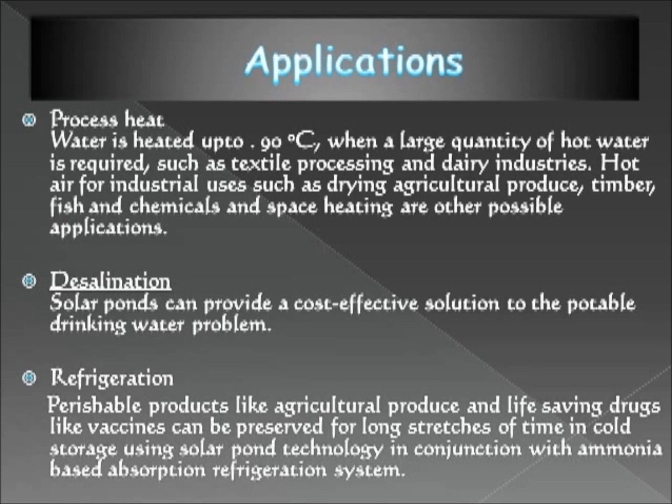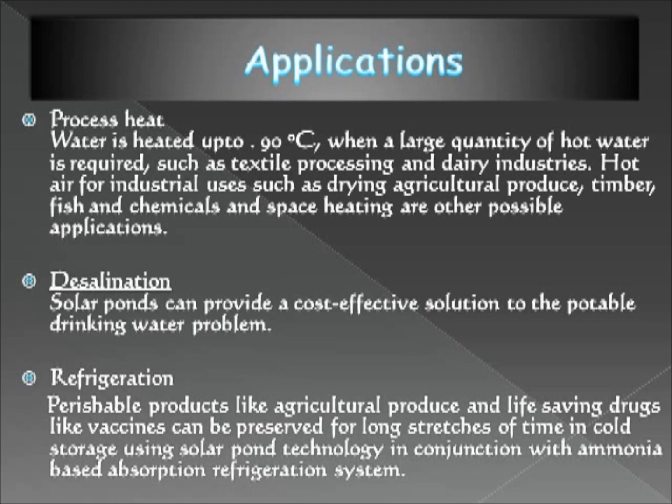The other one is desalination. Now first, what is desalination? It is the process that refers to the removal of salt and minerals. As I told you, solar ponds are also a source of fresh water, which is provided by the upper surface zone. A solar pond can provide a cost-effective solution to the potable drinking water problem. Undesired minerals and salts are removed from the water and it is used as a drinking source.